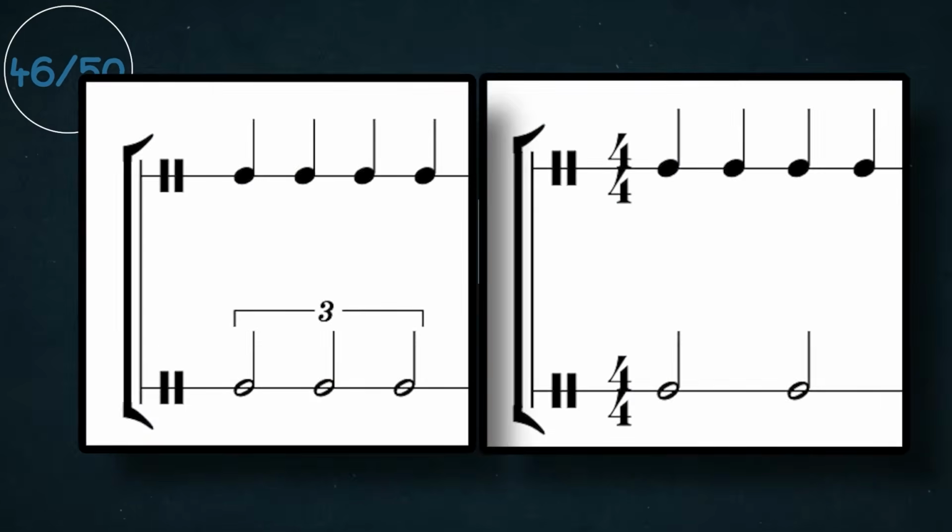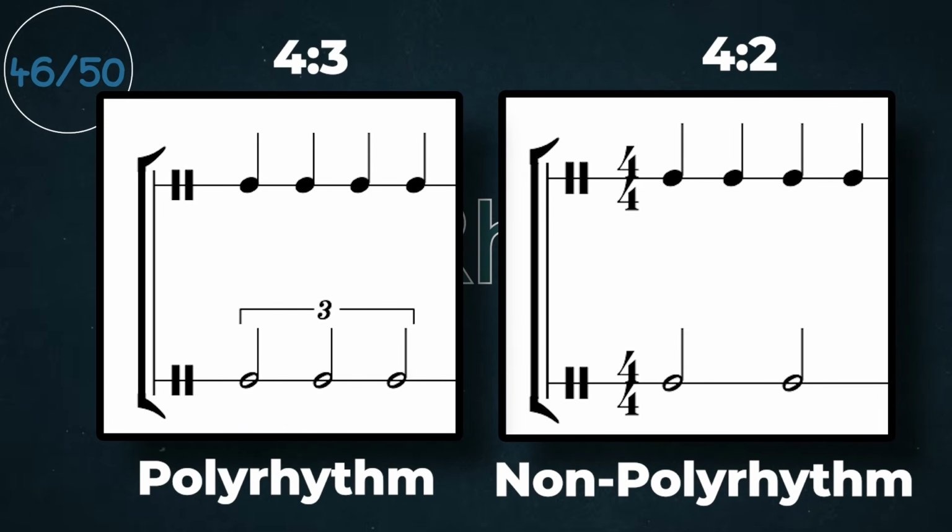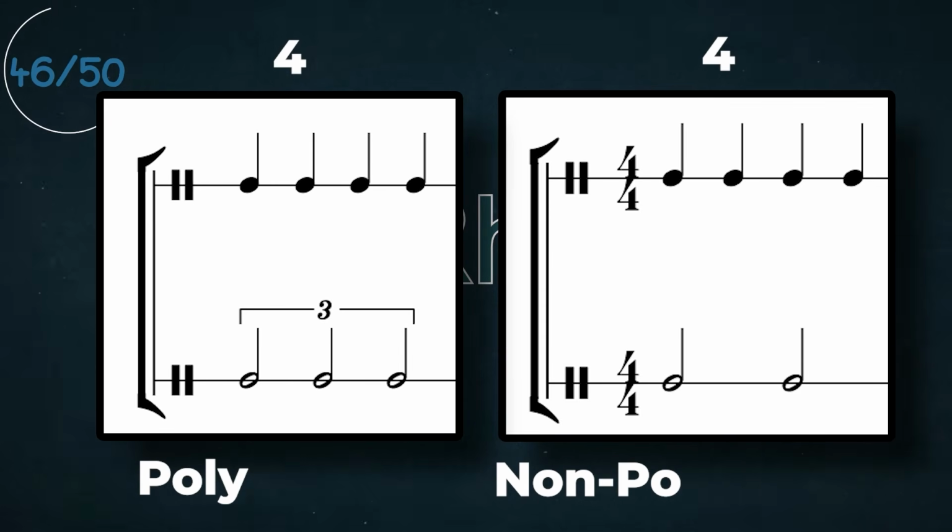Polyrhythm. 2 or more contrasting rhythms played at the same time that are not easily derived from one another, creating a layered and complex sound. 4 against 2 is not a polyrhythm because 4 divides easily into 2. 4 against 3 is a polyrhythm because 4 does not divide easily into 3.